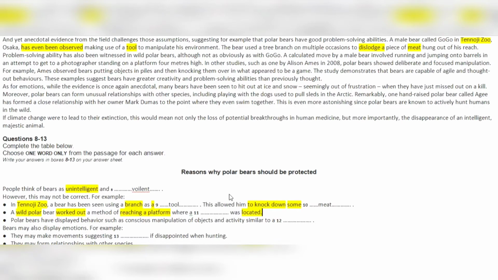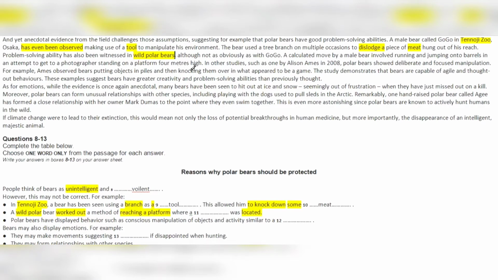Here the answer will be absolutely a noun, because if we find the article a or the before the fill in the blank, then there will definitely be a noun. So a wild polar bear worked out a method. With the help of keywords, we can find the answer quickly.